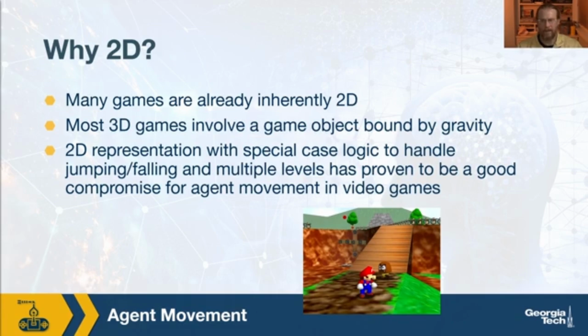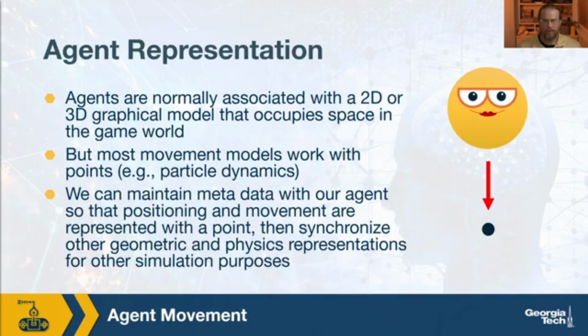Now, if you have a game that involves flying spaceships around, clearly you would not force that to be 2D. So we would have to consider a different approach. But let's just assume we have 2D for now. So next up, we need a way to represent our agent.